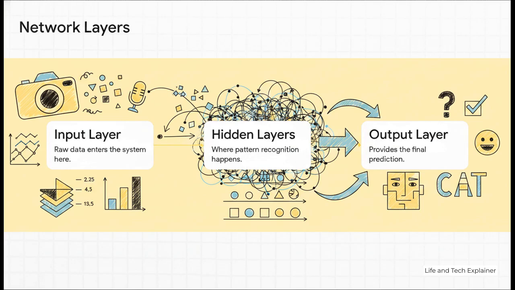Now, depth is incredibly important here. Deeper networks, meaning ones with a lot more of these hidden layers, can recognize increasingly abstract patterns. So in a deep network processing an image, the first layer might just see basic lines, right? The next layer turns those lines into shapes, and then the next layer turns those shapes into human faces.